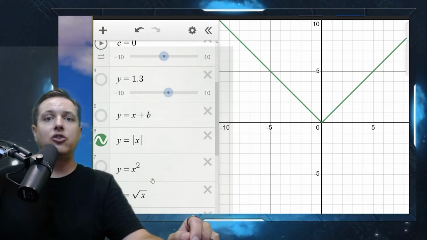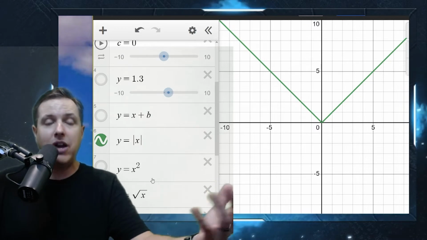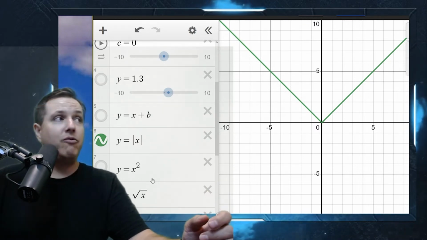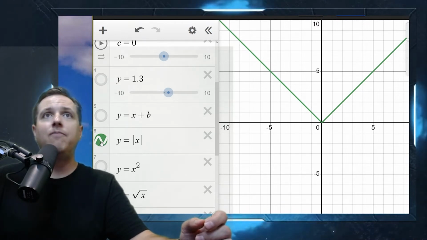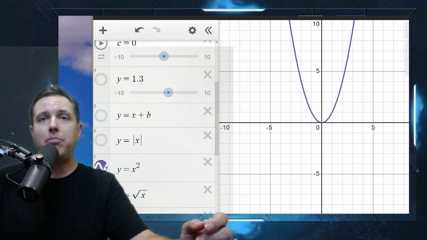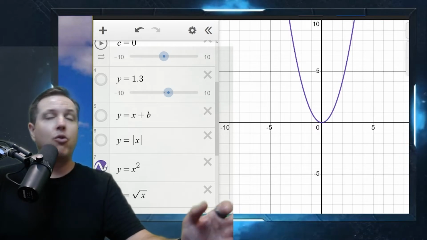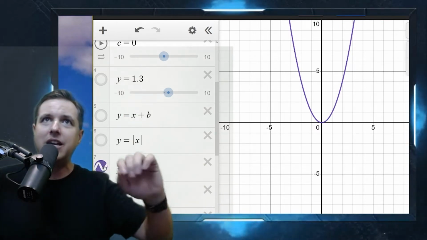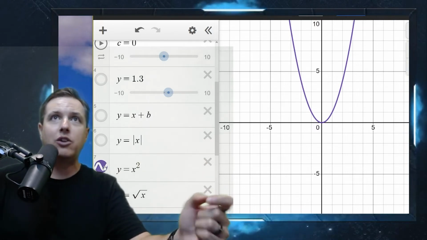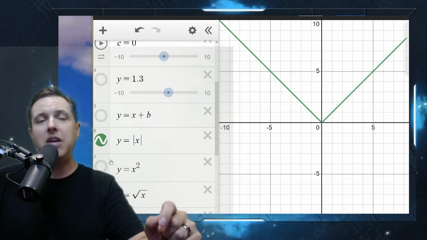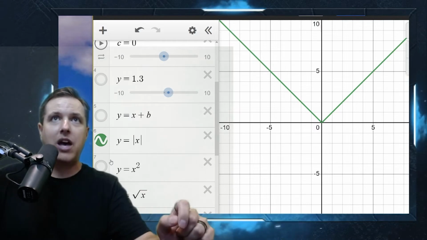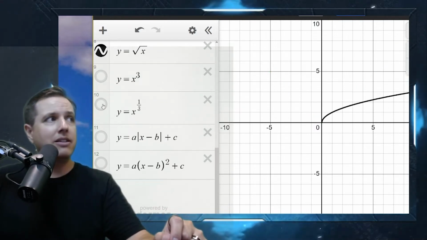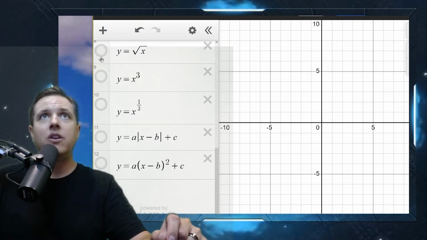Absolute value functions look like a V. Now there's many variations on that V, but it generally is going to be a V shape like we're seeing on the screen here, as opposed to a U shape that we call a parabola for a quadratic. So if it's more U-shaped like this, you're thinking second degree polynomial, quadratic. If it's a sharp V, you're thinking absolute value. Okay. Then we see the square root of x, going to look like this.